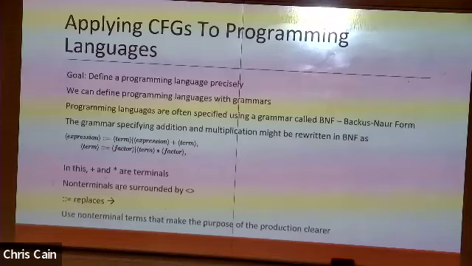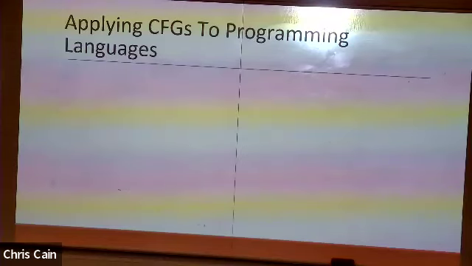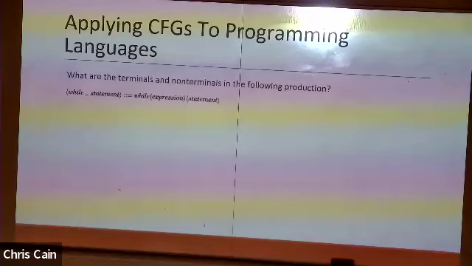So an actual example of this using programming language syntax would be something like this. Where are the terminals? Where are the non-terminals? Is while a terminal? While is a terminal. What does that represent in a programming language?